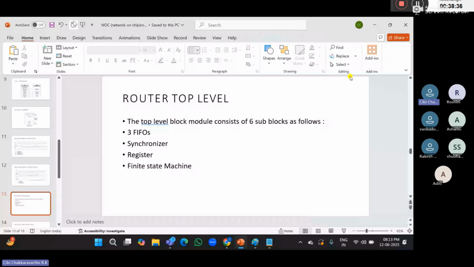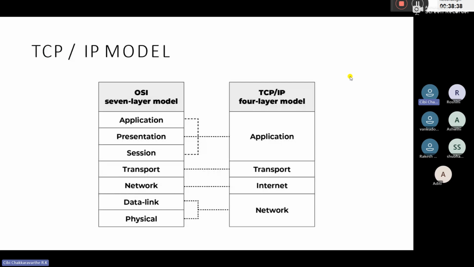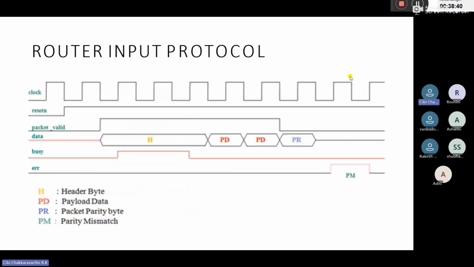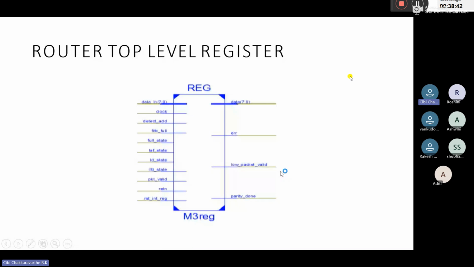See here, now register. It has an error signal, and low packet valid means nothing. See, it is also a packet, but with some minimum data. Actually, a packet will contain full data. Sometimes we have very minimum data. No, it will come under low packet valid.